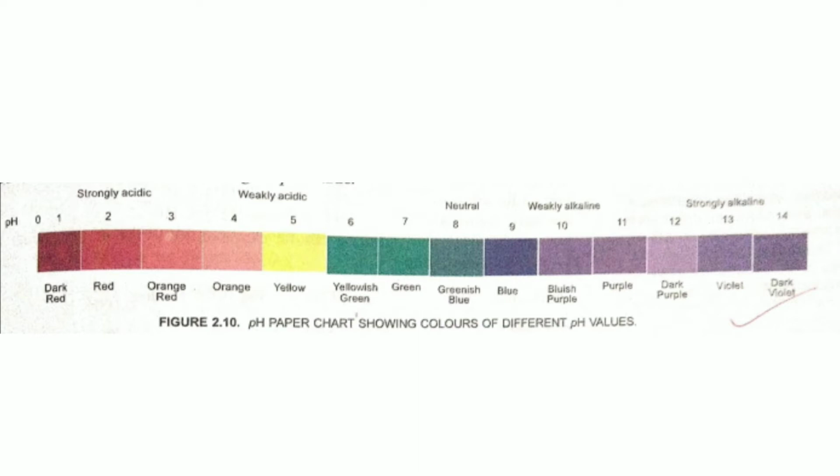If the pH value of a given solution is 5, it gives yellow color. If the pH value is 7, it gives green color. If the pH value of a given solution is 13, it indicates violet color. It means the given solution is basic in nature. Hence, from this indicator, we can predict the different color of a solution depending upon its pH values.